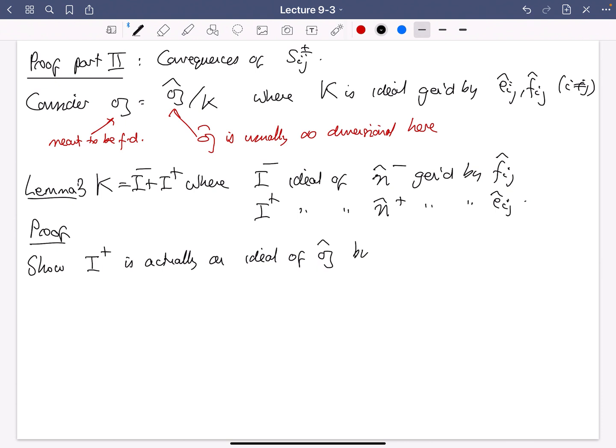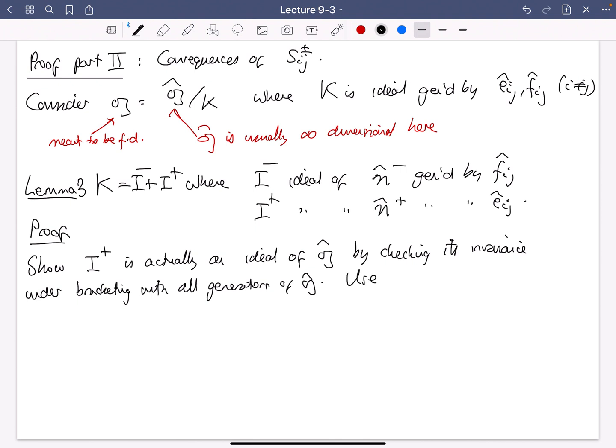And to do this, you just check its invariance under bracketing with all the generators of G hat. This is the usual sort of Jacobi type thing. The main point is that this uses lemma 2 in the end, because this I plus is generated by these Eij hats, and so when you have to prove that I plus is closed under bracketing with the Fk hats, that's exactly lemma 2.